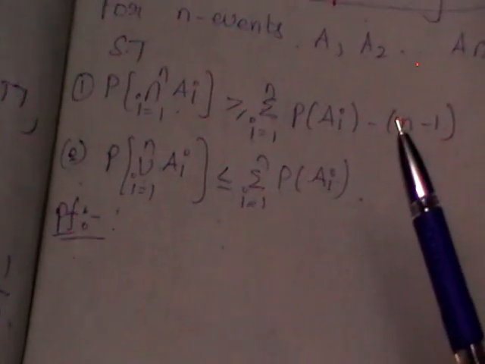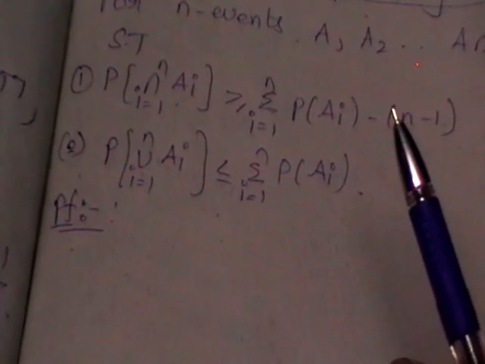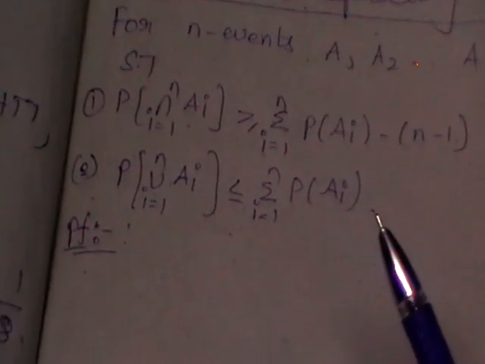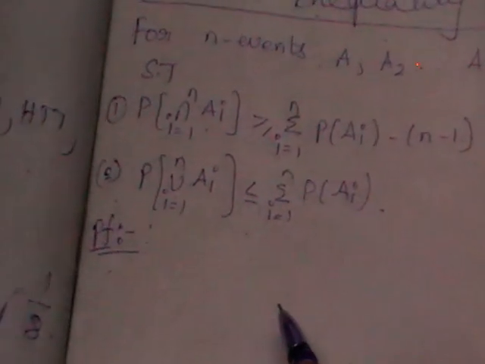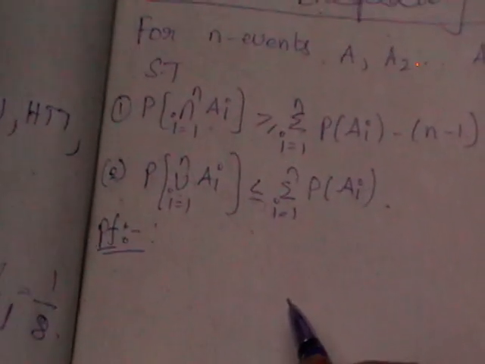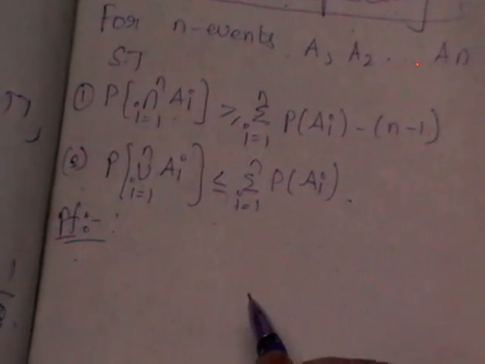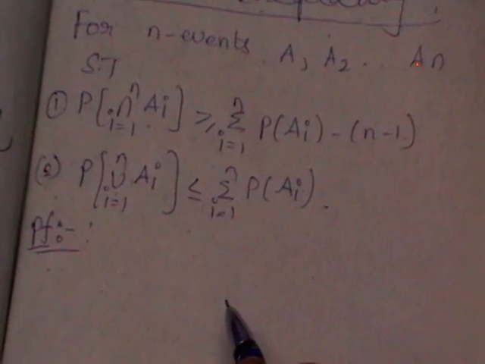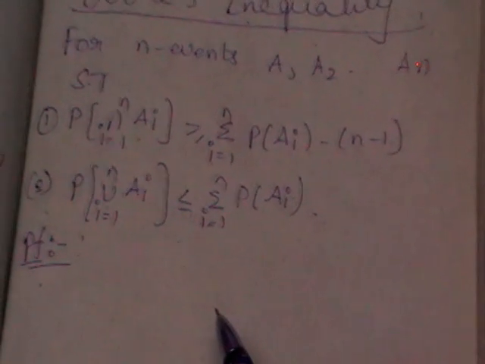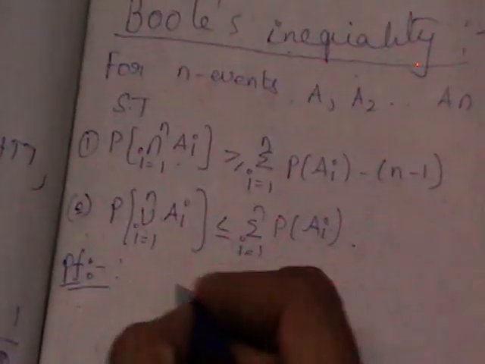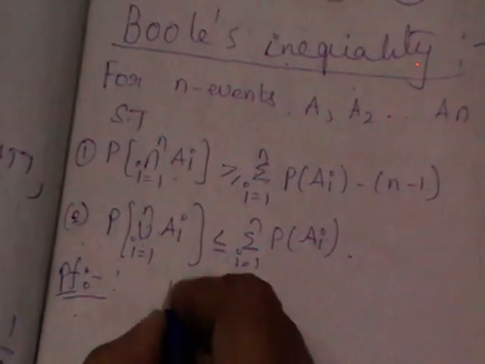What are the basic steps in mathematical induction? In mathematical induction, we consider the given statement as equation 1. In the next step, we prove that equation 1 is true at n equal to 2. Then we assume that it is true at n equal to r, and we prove that it is true at n equal to r plus 1. What are the basic steps? Try to remember this.